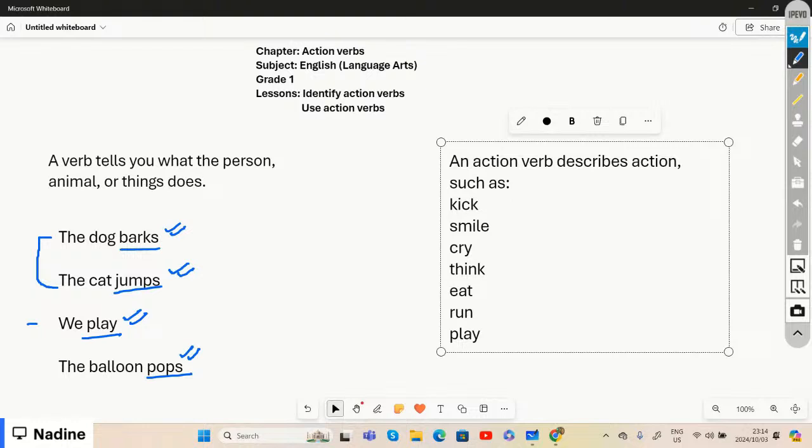So now, if we look, we're going to write down a few sentences, right? And in the sentences, we are going to identify the action verbs within the sentences. So I'm going to write down a few sentences, and then you are going to identify what the action verb is within those sentences.